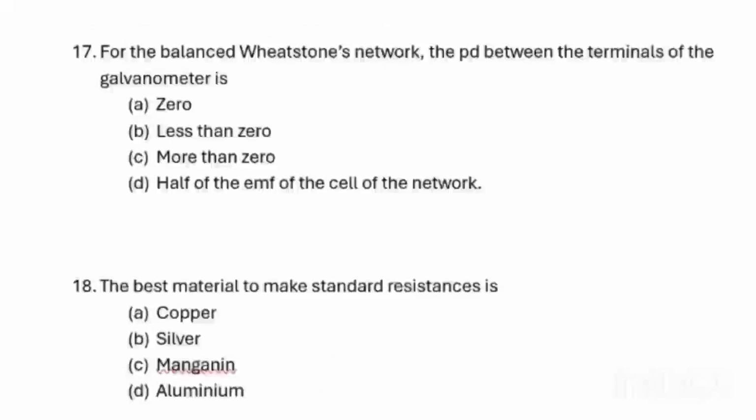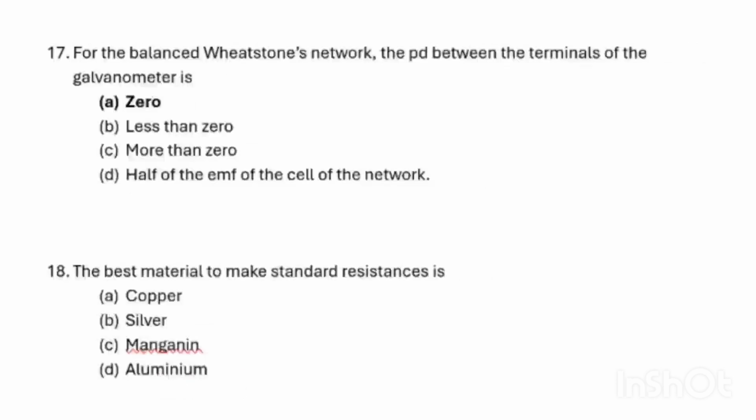For the balanced Wheatstone's network, the potential difference between the terminals of the galvanometer is option A 0, option B less than 0, option C more than 0, option D half of the EMF of the cell of the network. Here the correct answer is option A 0.